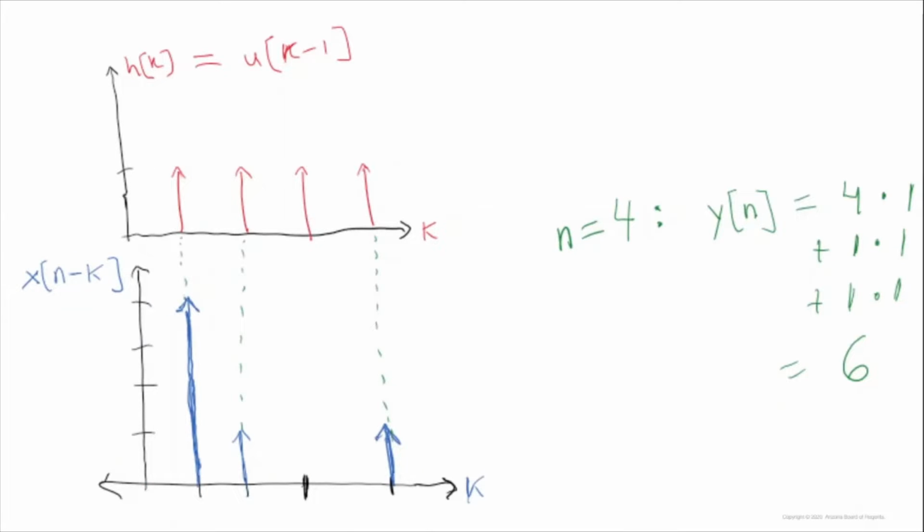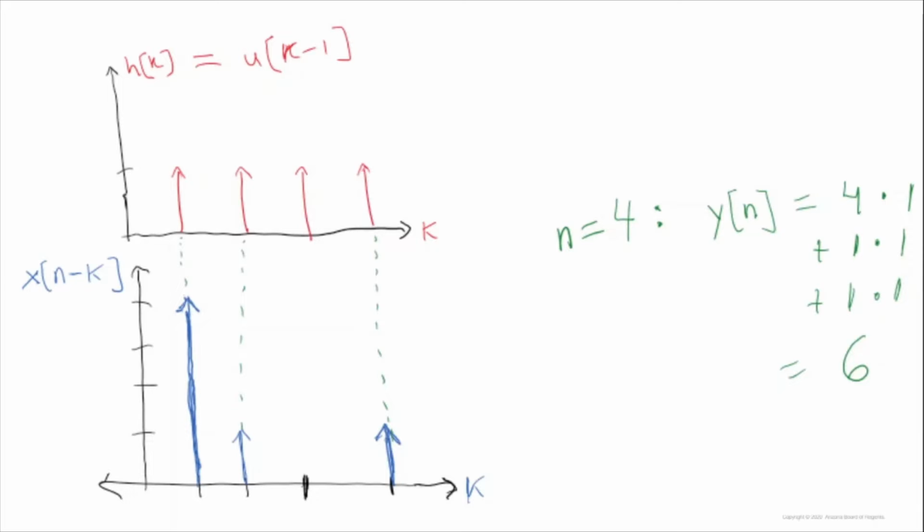Lastly, we take n equals 4. This is the last one because the overlap will be the same for all greater values of n. Remember, h of k, the red graph, goes on for forever, even though I cut it off at k equals 4. So if you were to slide x of n minus k further to the right, it will always have the same overlap, being all of it overlapping with h of k.